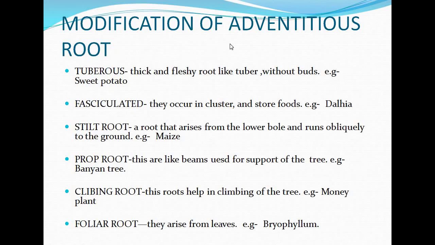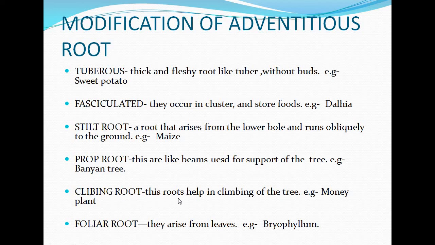And there are some modifications of adventitious roots also, that is tuberous. These are thick and fleshy roots like tuber without buds, example sweet potato. Fasciculated, they occur in clusters and store food, like dahlia. Stilt root, a root that arises from the lower bole and runs obliquely to the ground, like maize. Prop root, these are like beams used for support of the tree, like banyan trees.